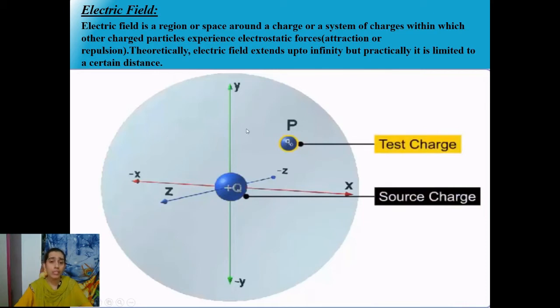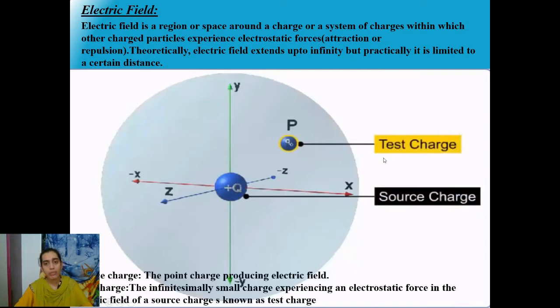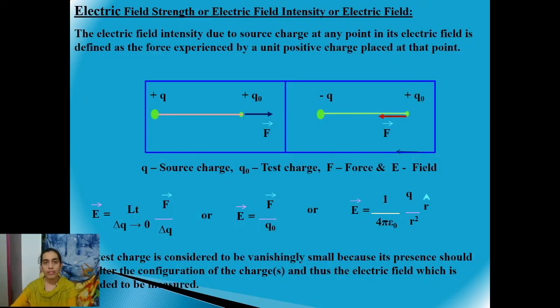Now how do we experience that this region is an electric field? Suppose we bring one more charge in that space, right? So let us consider this charge Q naught as the test charge. Since this charge is being used to test whether this space is an electric field or not, right? Therefore it can be termed as test charge. Fine. So let's define electric field intensity.